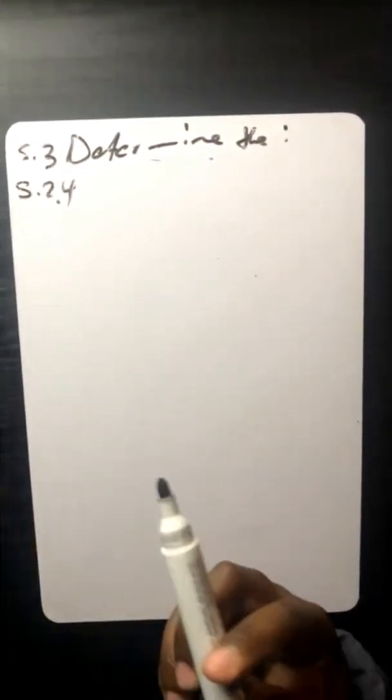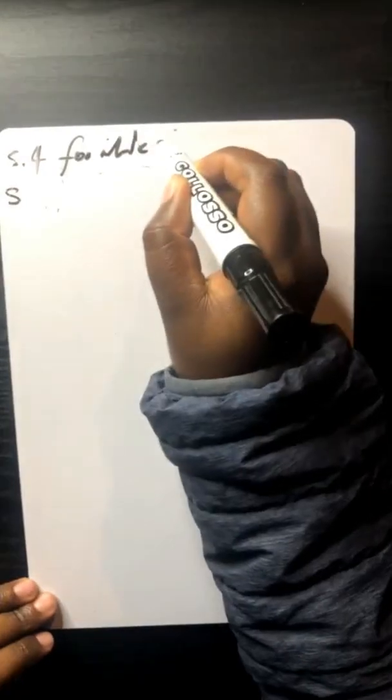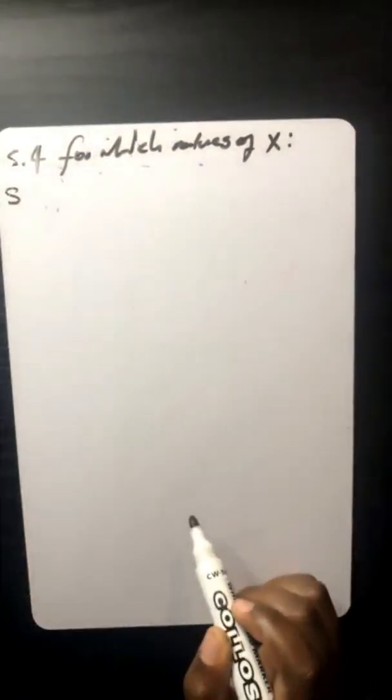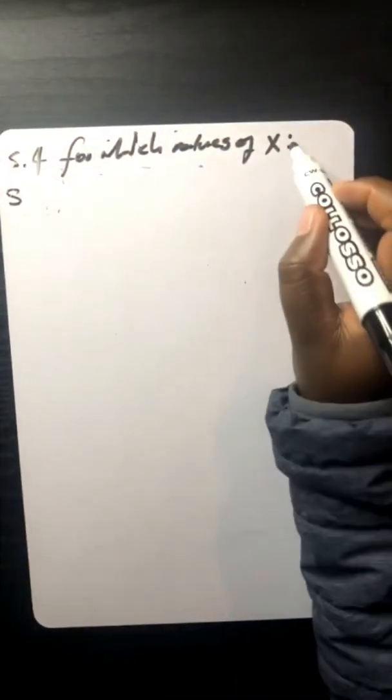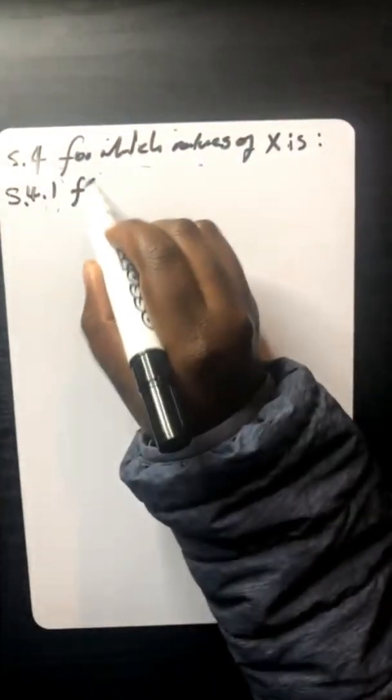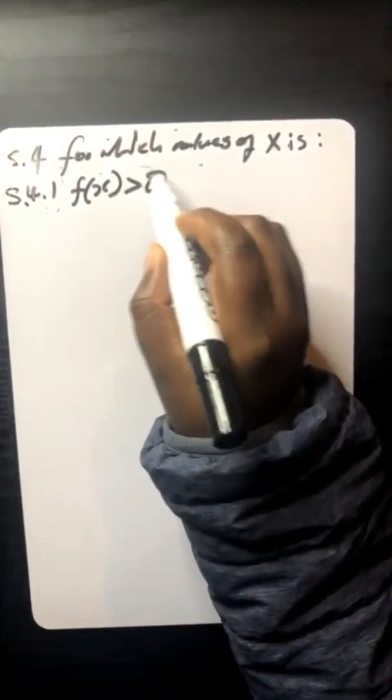I think now we are getting closer to the end of the lesson. So we are now on question 5.4, which is something else there. And 5.4 says, for which values of x is, it says, for which values of x is, 5.4.1 says f of x is greater than 0.